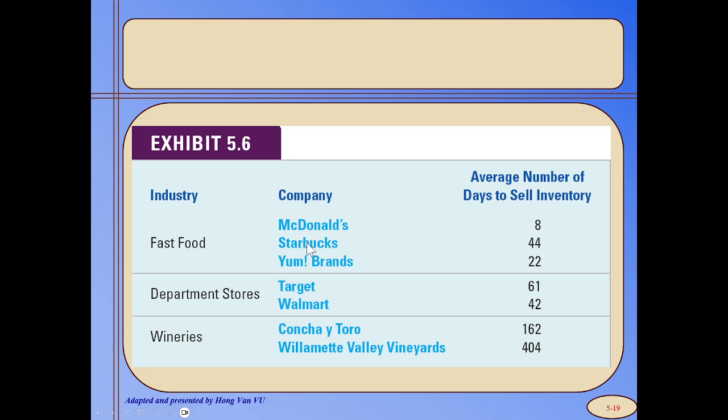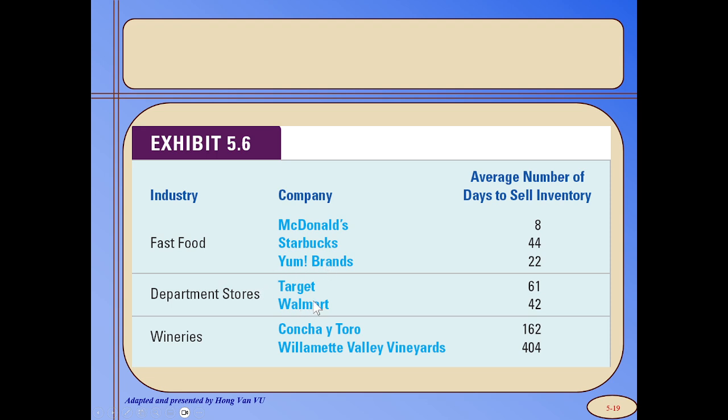Notice that Starbucks holds its inventory of coffee longer than Yum Brands and McDonald's, because it is more difficult for Starbucks to obtain coffee than it is for the other two to obtain flour, cheese, and fresh vegetables. Coffee is grown and harvested seasonally and requires substantial delivery time. As a result, Starbucks must hold inventory longer than McDonald's and Yum Brands.